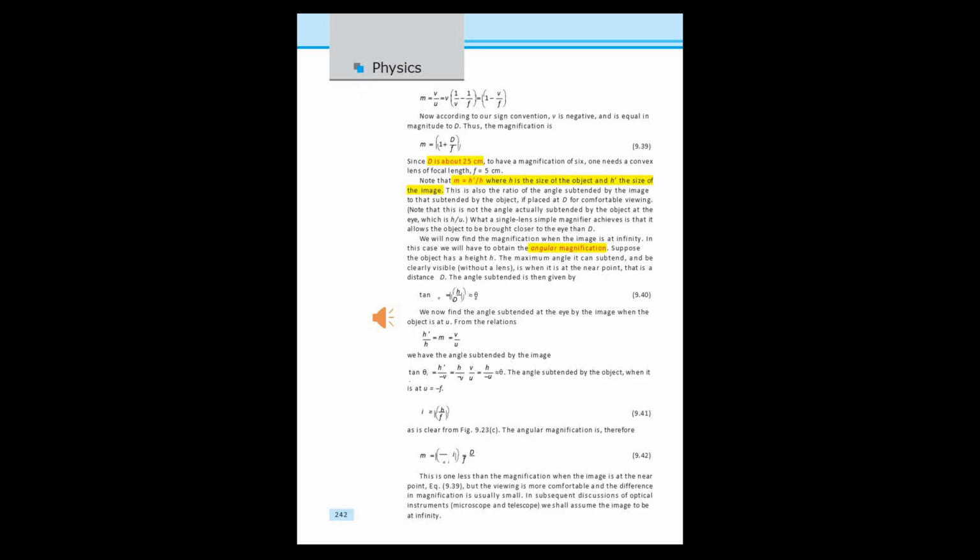This is 1 less than the magnification when the image is at the near point, equation 9.39, but the viewing is more comfortable and the difference in magnification is usually small. In subsequent discussions of optical instruments, microscope and telescope, we shall assume the image to be at infinity.